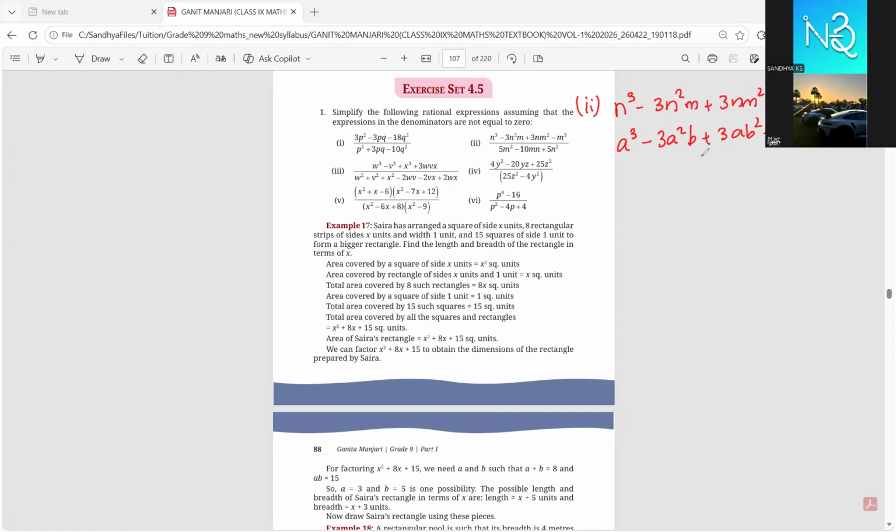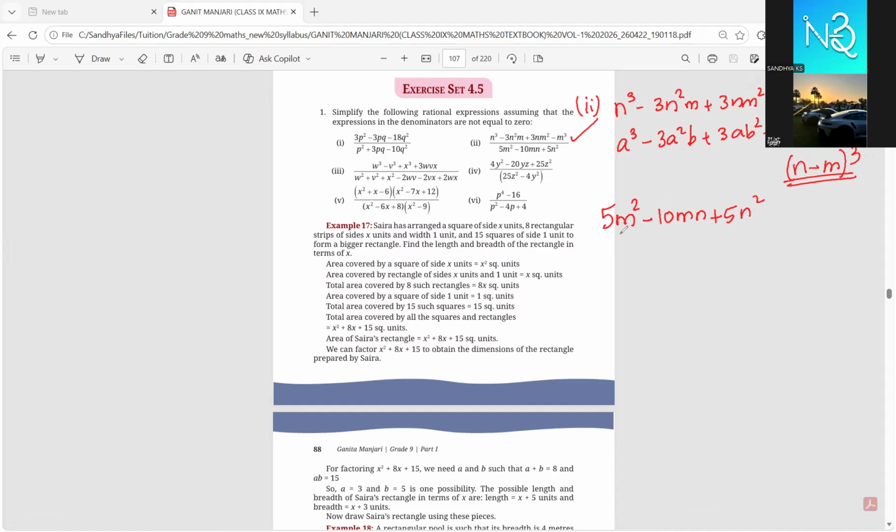So here what will be the A? N only, right? N minus what is B? M. So n minus m whole cube. So in the numerator we found n minus m whole cube. What will be the denominator? 5m squared minus 10mn plus 5n squared.